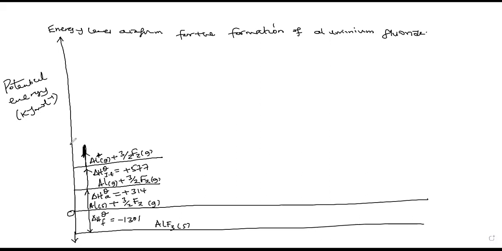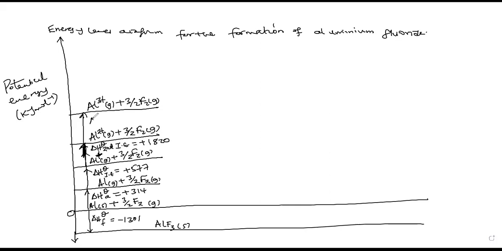Let me extend this a bit. So this one will give us our second ionization energy, where we shall have aluminum dipositively charged gas plus 3 over 2 fluorine gas. At this rate, we shall form the third one, which we shall have as Al3+ gas plus 3 over 2 fluorine gas. So here we have the second ionization energy, and it was given as plus 1820. Then here we shall have the third ionization energy as plus 2740.